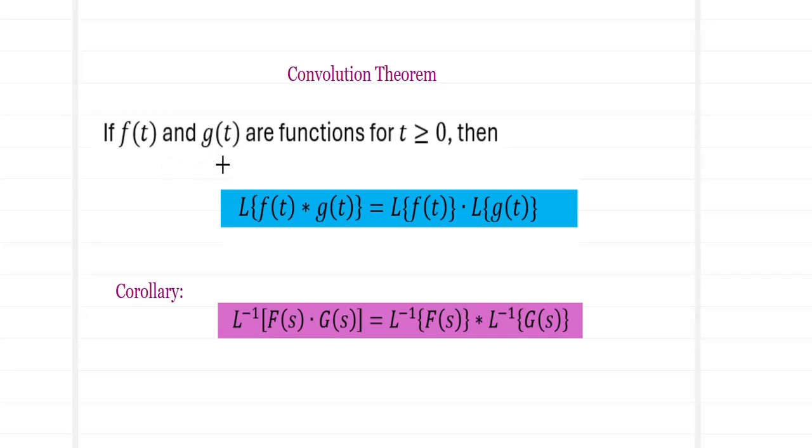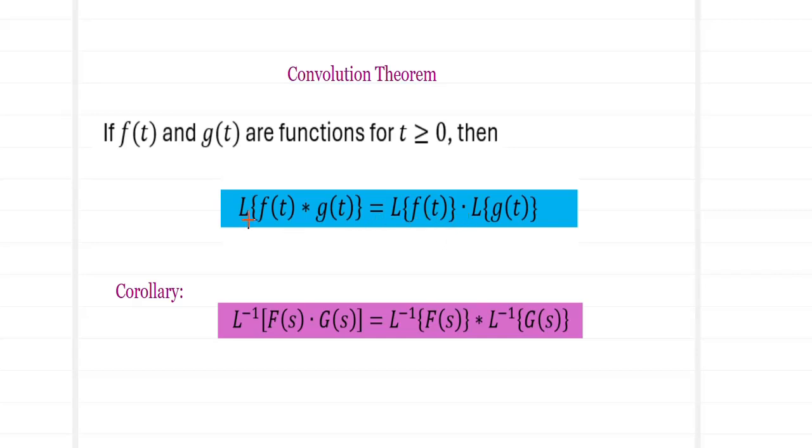Now, what is meant by the convolution theorem? If we have f of t and g of t to be functions for which t is greater than or equal to 0, then the convolution theorem says Laplace of f of t convolution g of t can be split into the product of Laplace of f of t and Laplace of g of t. Notice within the bracket it is a convolution. When this convolution gets separated, it gets separated as a product. So this simplifies the process to a greater extent.